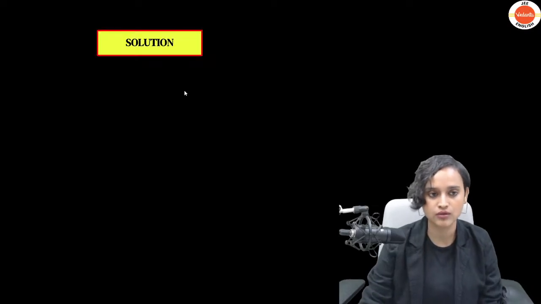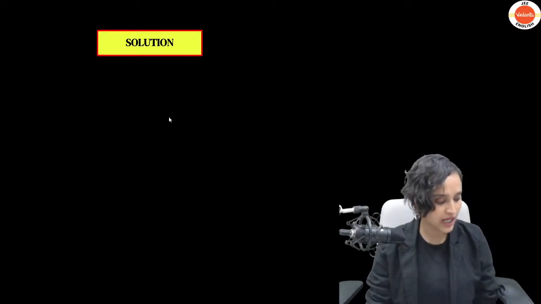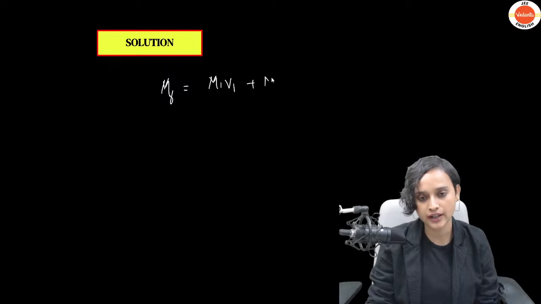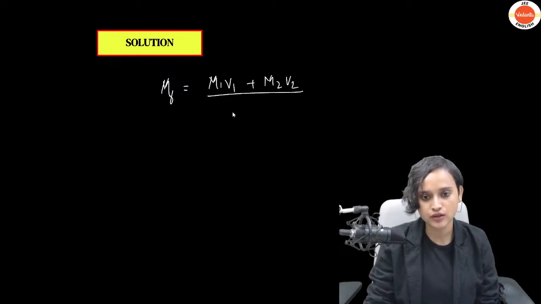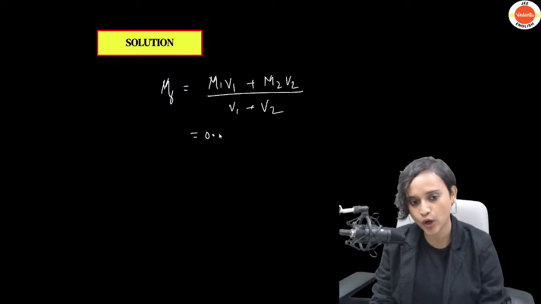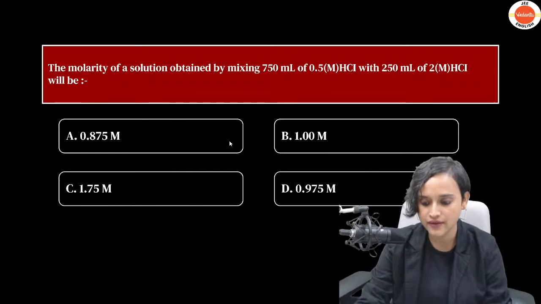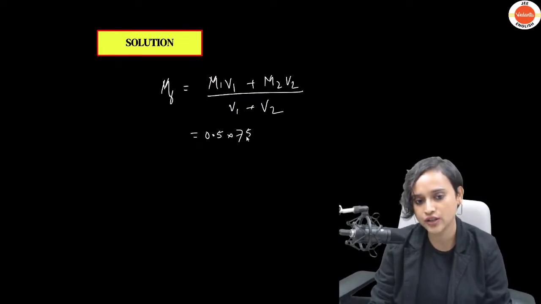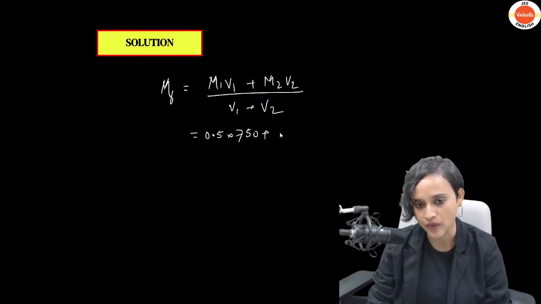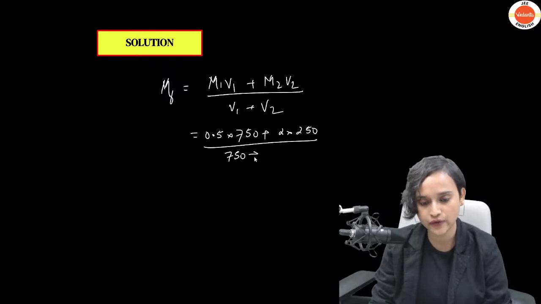Oh my God, this is so simple. Okay. What are we asked to find out? We are asked to find out molarity. So let's say M final is equal to basically M1 V1 plus M2 V2 divided by V1 plus V2. That's all that we have to do. So what will we do? 0.5 into 750 plus, what is M2? M2 is 2 into 250. So 2 into 250 divided by 750 plus 250.